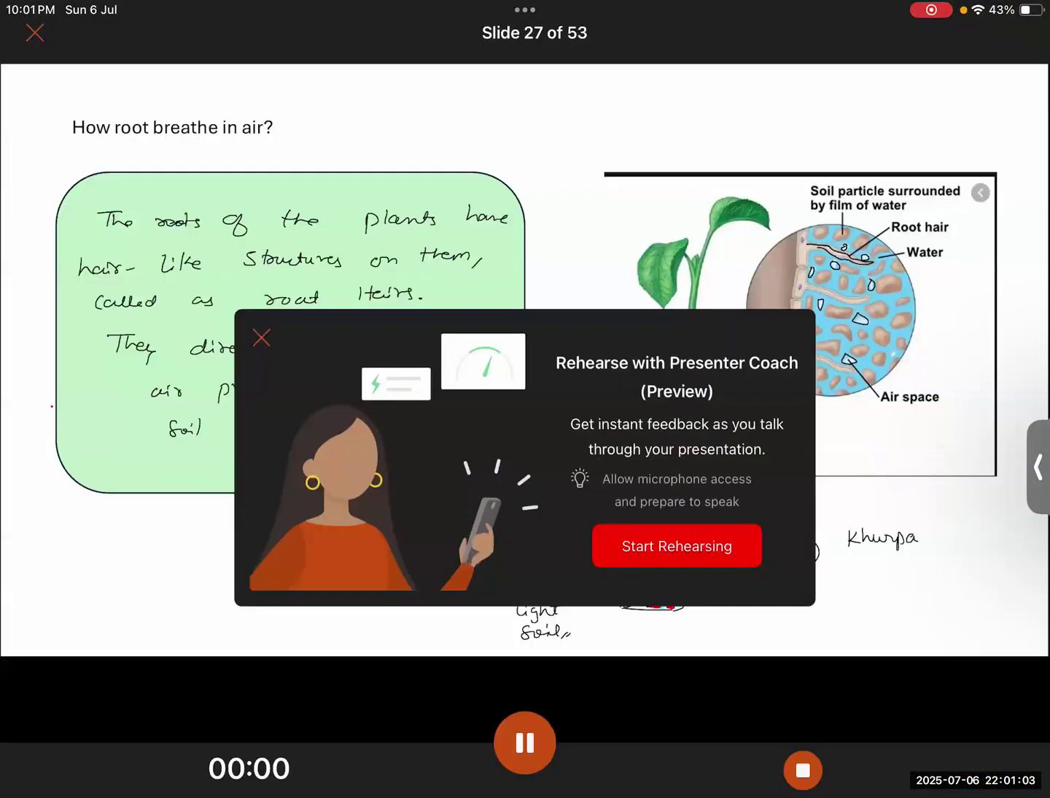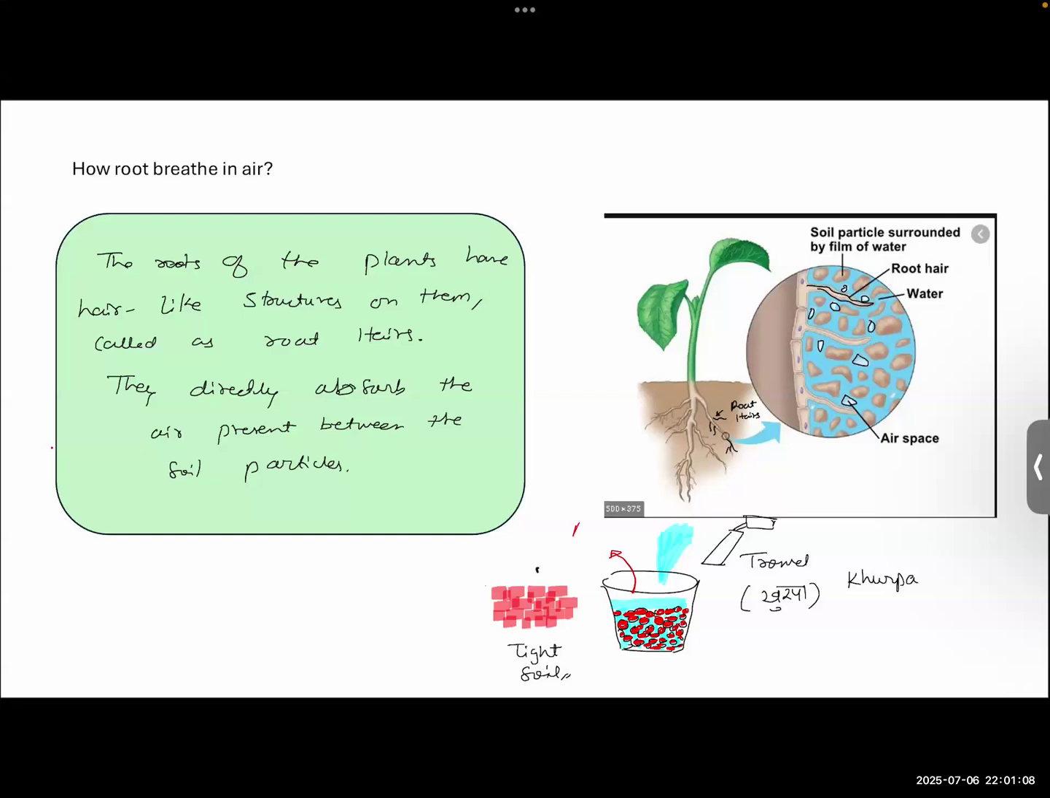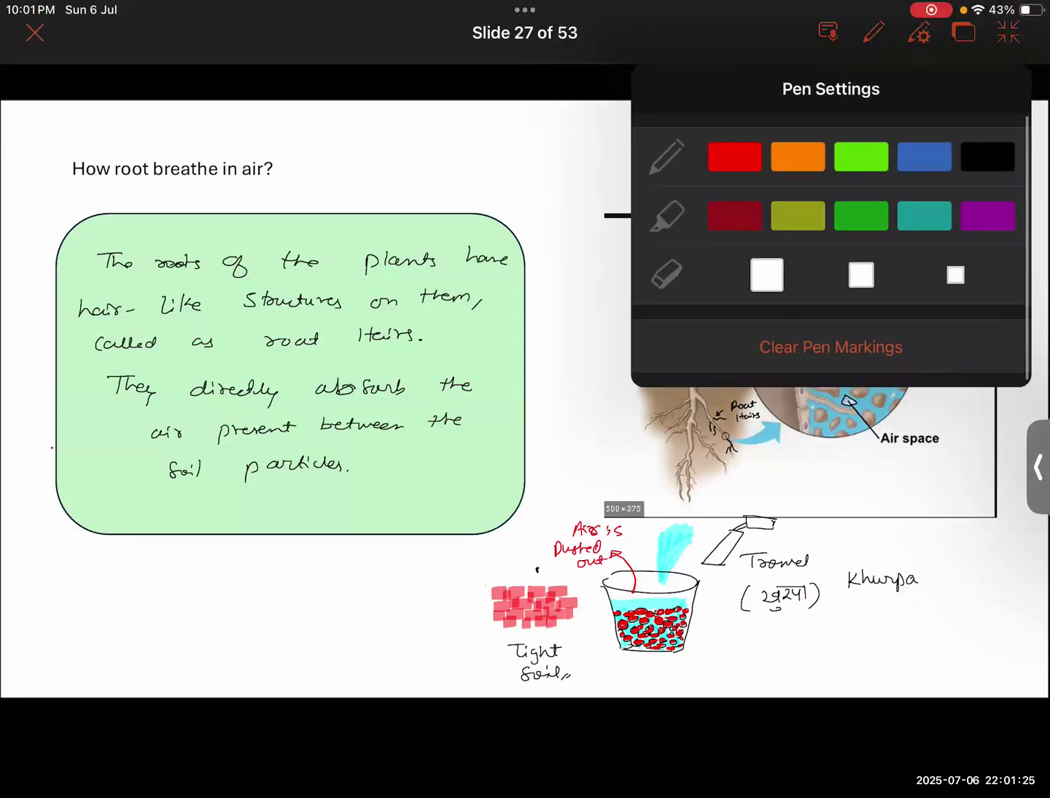Then what will happen? The air is pushed out. And eventually, after some time, the plant will suffocate. The roots will not be able to breathe and it may suffocate. Getting it? What I'm trying to say, everyone?